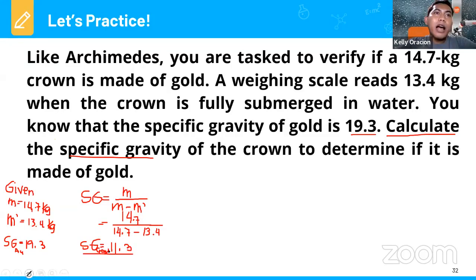Okay? So the specific gravity of the crown is 11.3. That means the crown is not made of pure gold. Again, the crown is not made of pure gold because the specific gravity of gold is 19.3. Unya 11.3 naman ang specific gravity sa crown. Tama ito yung gingon, sir, na not pure gold, pero nasa gold content. Kalimot ko sa term.